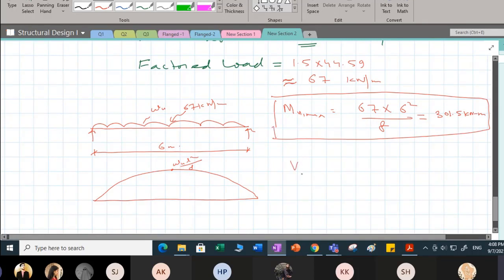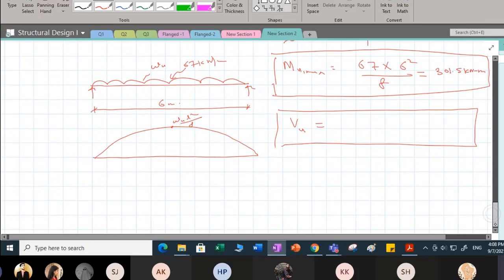Similarly, you also compute the reaction, or the shear force for which you'll be designing the shear reinforcement later in one of the classes. When we finish this shear concept, we will design the shear reinforcement for the same problem. So that is why I will calculate the shear force.